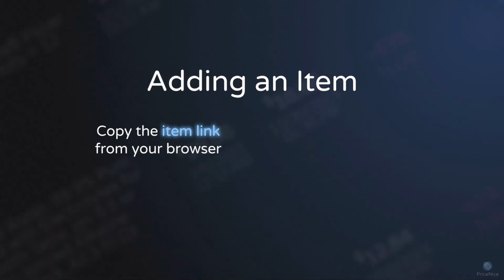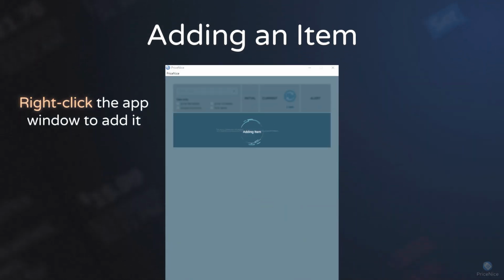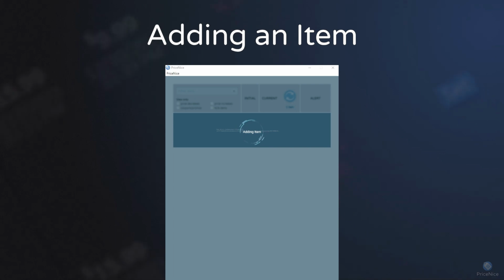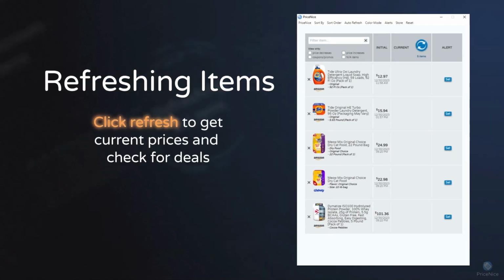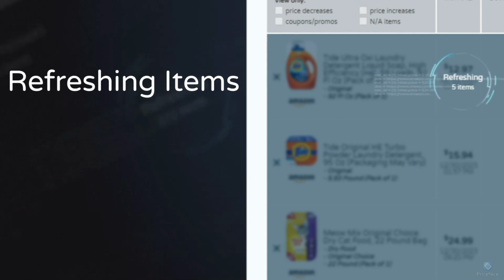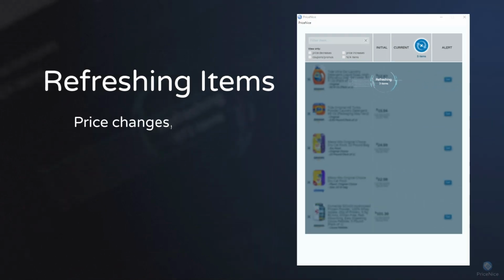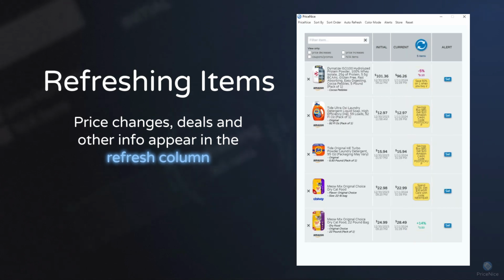To add an item, copy the item link from your browser, then right-click the app window to add it. Click the refresh button to get current prices and check for deals. Items count down as they are completed. Price changes, deals, and other info appear in the refresh column.